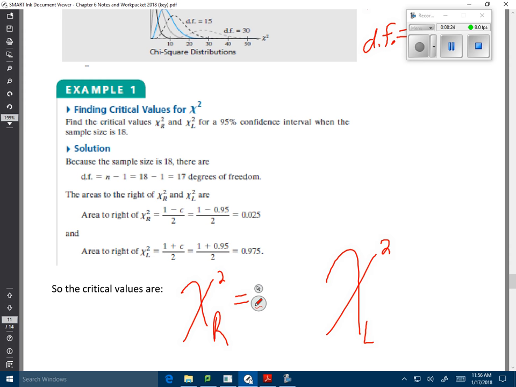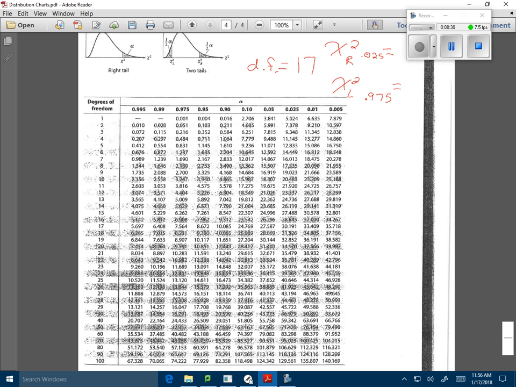So if I go to the chart, degrees of freedom we know is 17. So you go down to 17, and I'm going to go across. First I'm going to find 0.975. I go down, and that is 7.564. Then I go over to 0.025 to find the right tail, which is always going to be a bigger number, and it's 30.11.